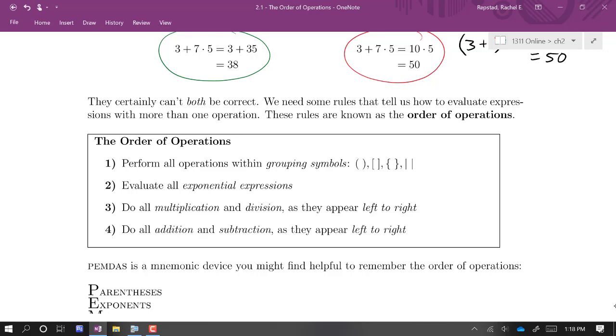And here's how it goes. First of all, groupings: anything happening in grouping symbols, we have to take care of that first. If you see a set of grouping symbols, meaning parentheses, brackets, curly braces, and absolute values are grouping symbols, that means look here first and do whatever's inside. If you're looking at some stuff happening in grouping symbols, then you start the order of operations over within those grouping symbols. But you've got to take care of what's in there first.